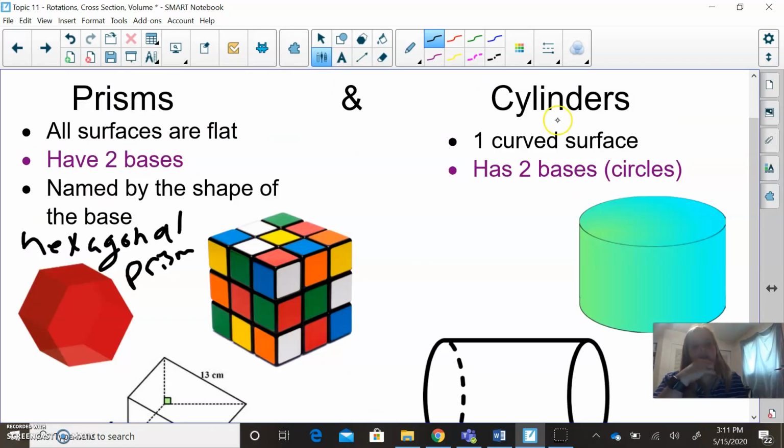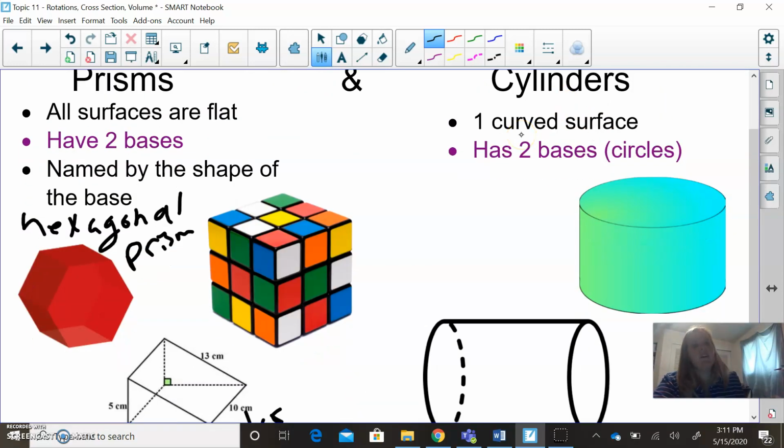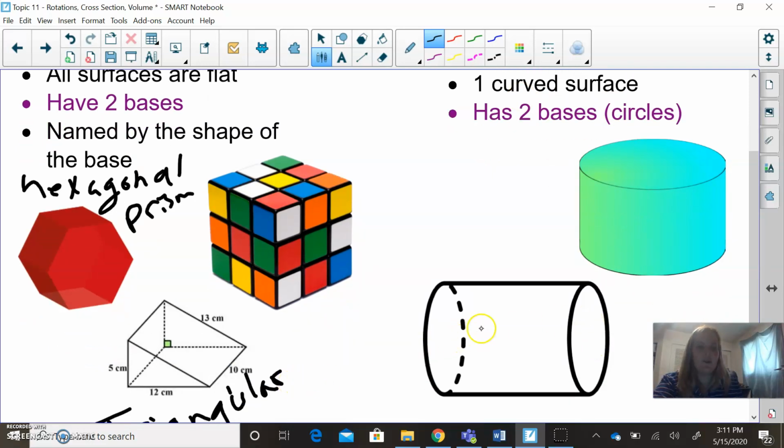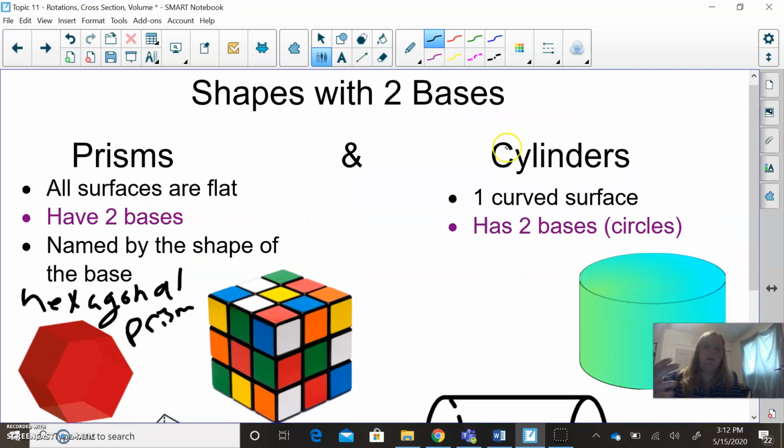Then we can also talk about cylinders, which have one curved surface and two bases. The bases are going to be your circles. It's like a can, right? The top and the bottom of a food can is a circle, and then you've got the tube part. So there you go. We're going to talk about prisms and cylinders.